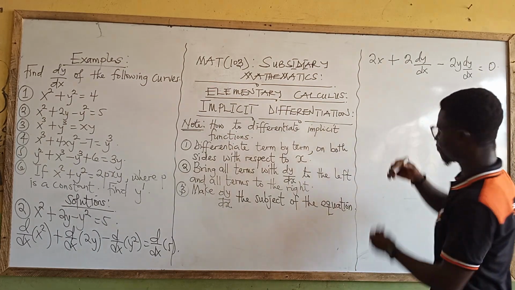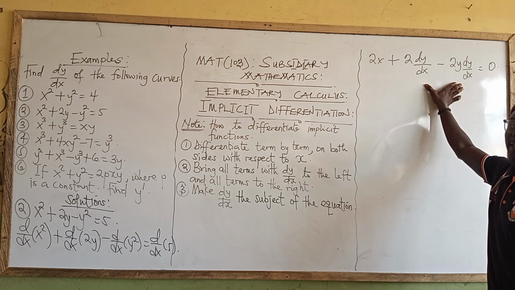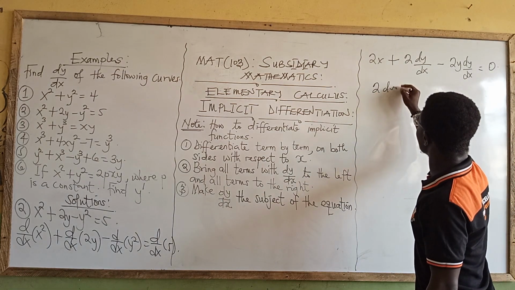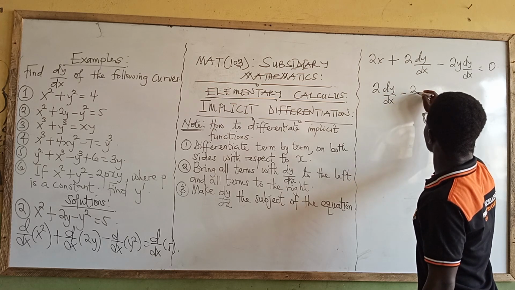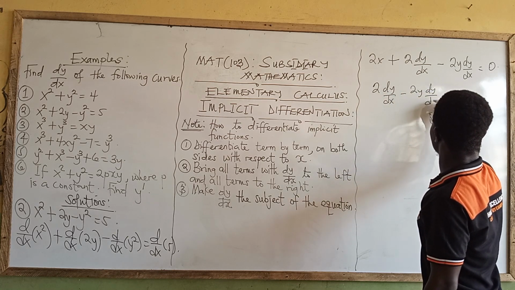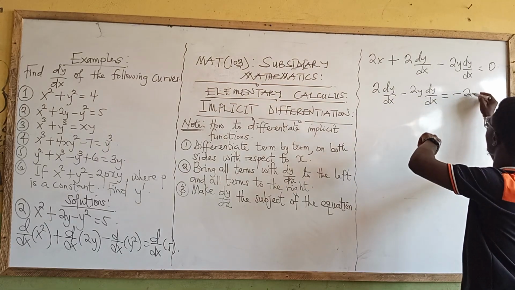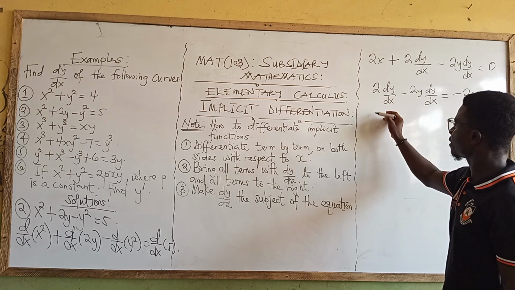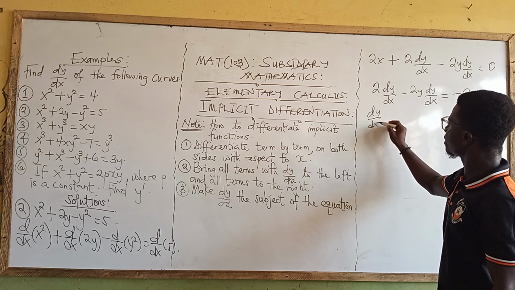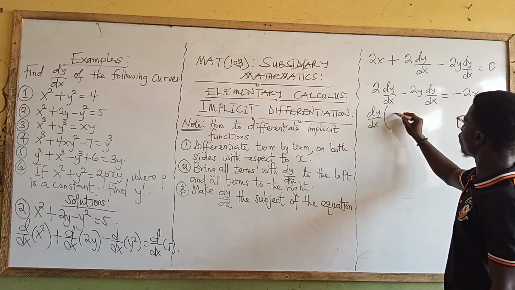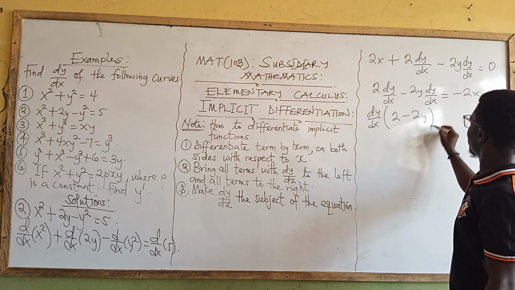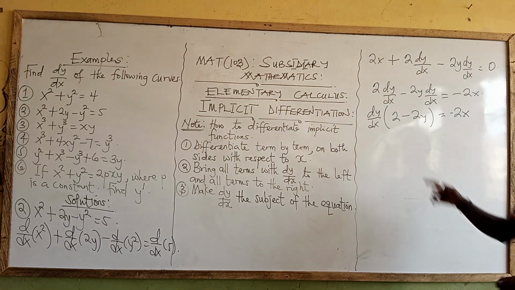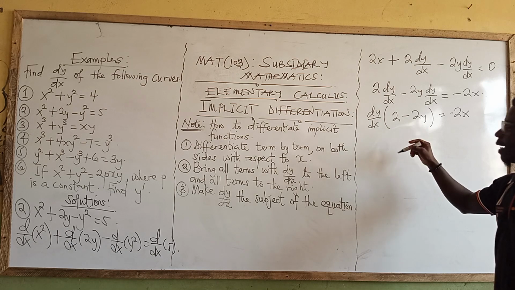So now here, all the dy over dx on my left hand side. So I have 2 dy over dx minus 2y dy over dx equals negative 2x. So now what do we do? We have to factorize dy over dx out. So we get dy over dx times 2 minus 2y equals negative 2x. Right? What do we do again? Divide both sides by 2 minus 2y.